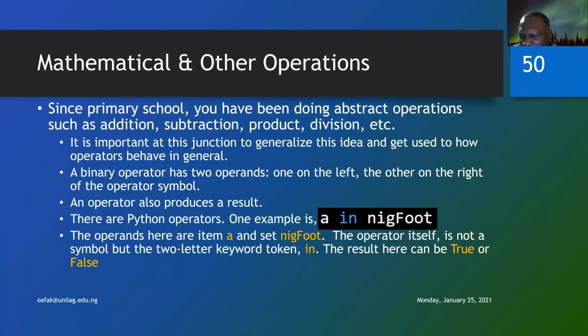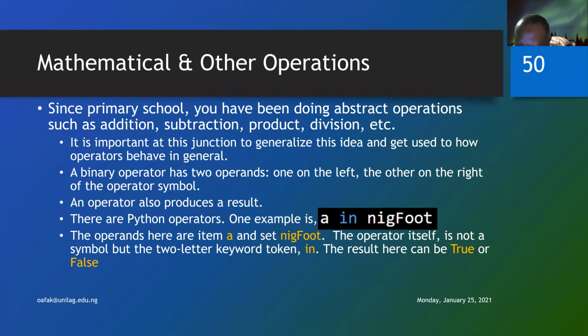You already know about operators. For instance, the addition you have been doing is an operator. It's a symbol, and it has 2 operands, one before and one after. Now, a binary operator such as addition has 2 operands. If you say 2 plus 1, the operands are 2 and 1, and the operation itself is the plus sign in between them. So a binary operator has 2 operands, one on the left and one on the right, and then the operator symbol is in the middle of them. That's number 1. Number 2, the operator also produces a result.